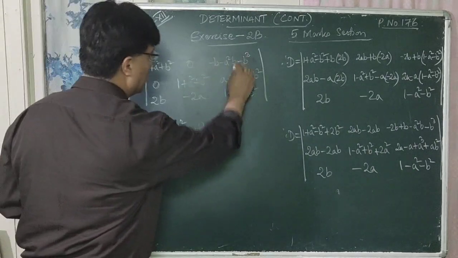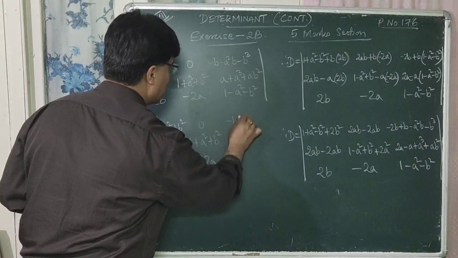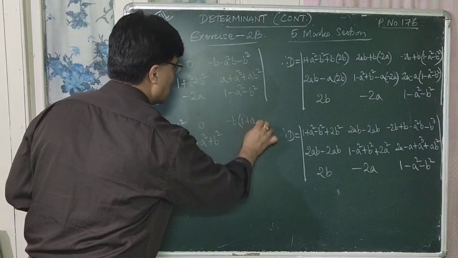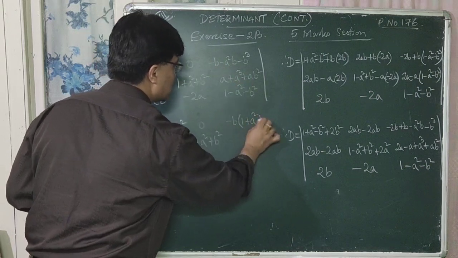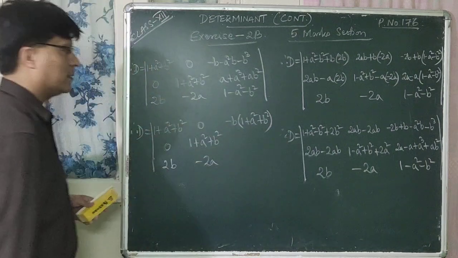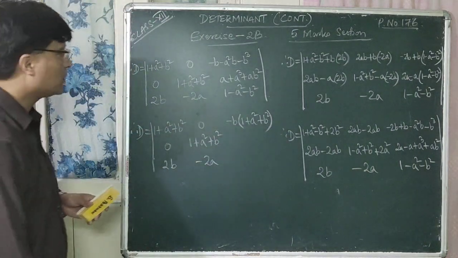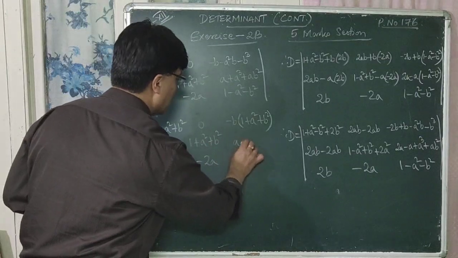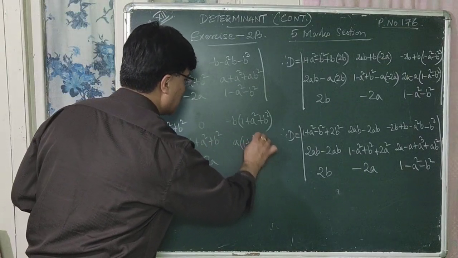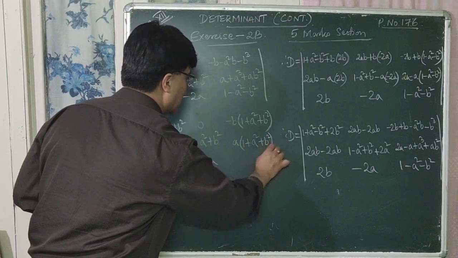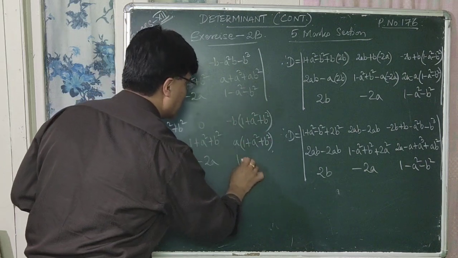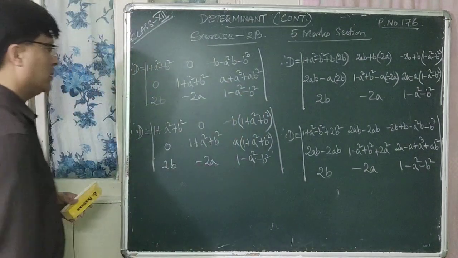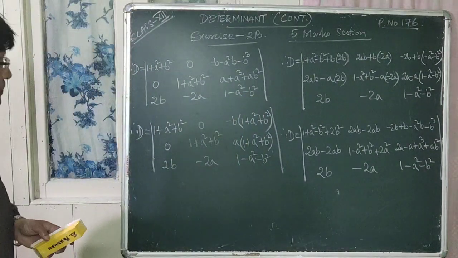So here what is common? Minus b common within bracket: 1, minus into minus plus a square, minus into minus plus, this is your b square, right? Next, what is common in this element? A. So within bracket 1 plus a square plus b square, and this is 1 minus a square minus b square. Is that clear to all of you?